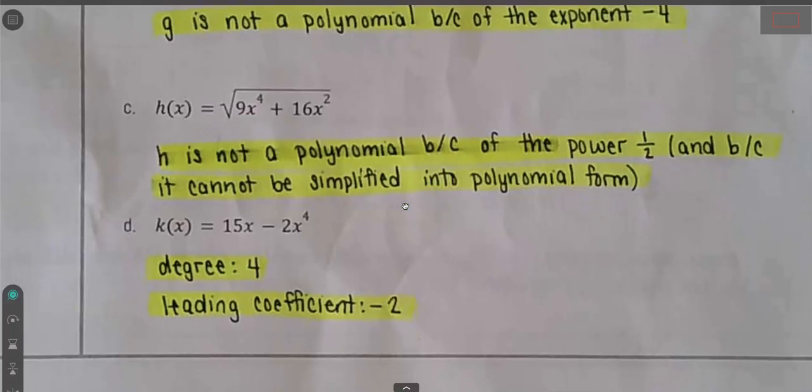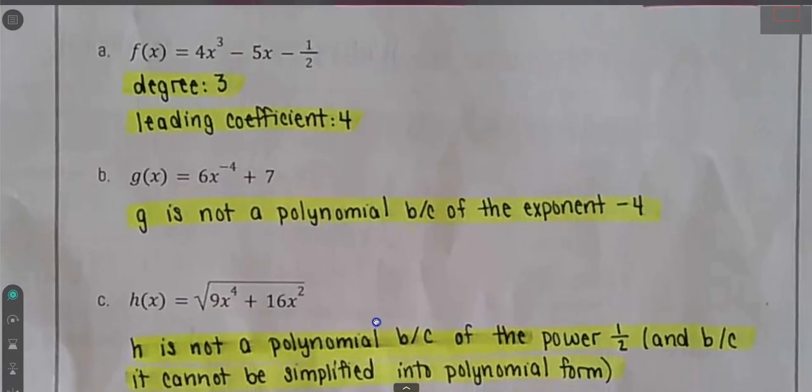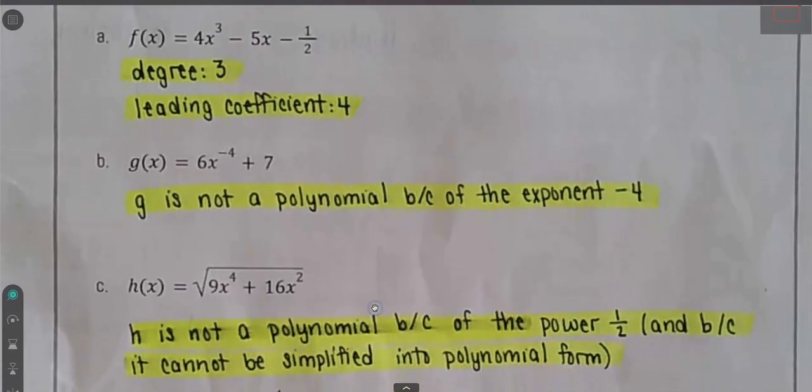Oh, because of the square root. No, so square root, anything that is the square root of something, that's like raised to the 1/2 power. So this would be like 9x to the 4th plus 16x squared to the 1/2 power. And what's inside, you can't factor it. Any other questions? Yes. Yes, I can. How far up? Right here? Okay.